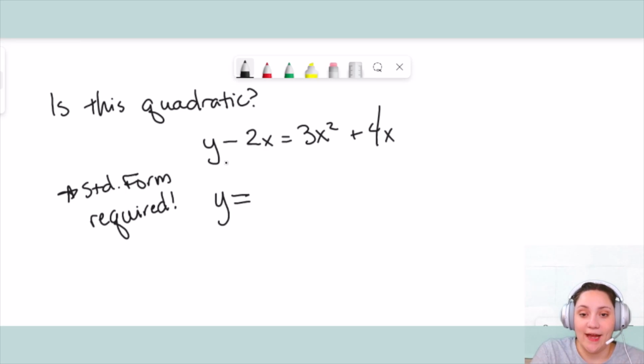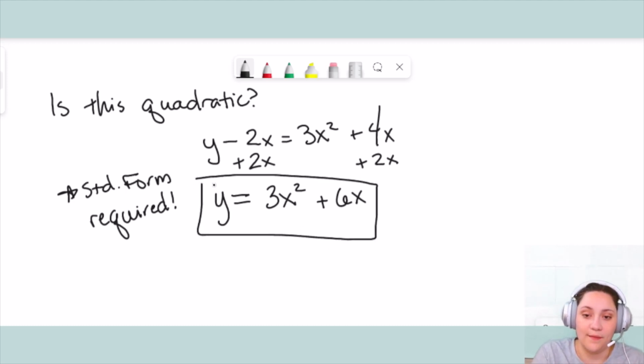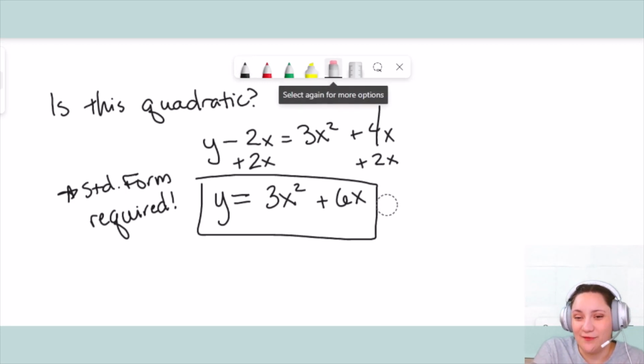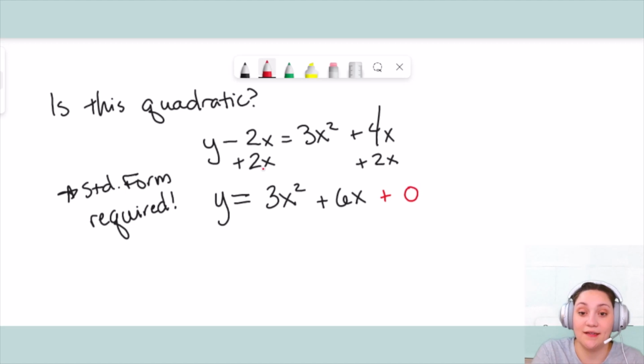So we need to have the x squared term plus the x term plus the constant. So the y right now also has this 2x term. So I need to add this to both sides. And I have y equals 3x squared plus 6x. And so this is my standard form, and you might be saying, is it really in standard form? Yes, it is. The constant is just 0.